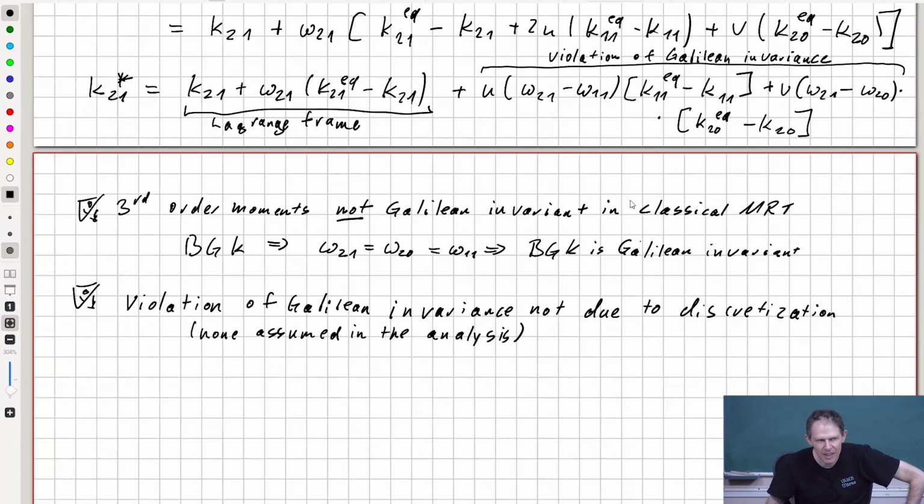Now we have seen that there are at least two problems with the MRT. The one problem is that these moments are not independent of each other. Even if we take them orthogonal to each other, still they are not independent. So this is a big problem. And the other problem is that by relaxing different moments with different rates, we lose Galilean invariance. All of this together may lead us to the question whether moments are actually the right way to go forward.